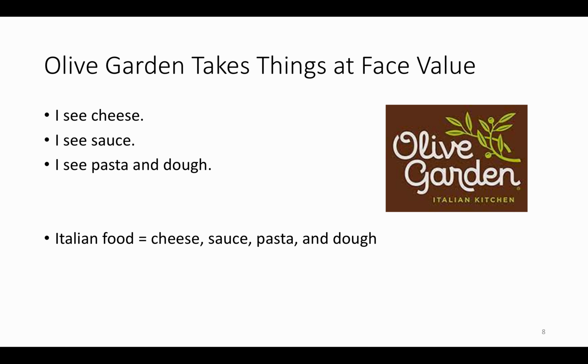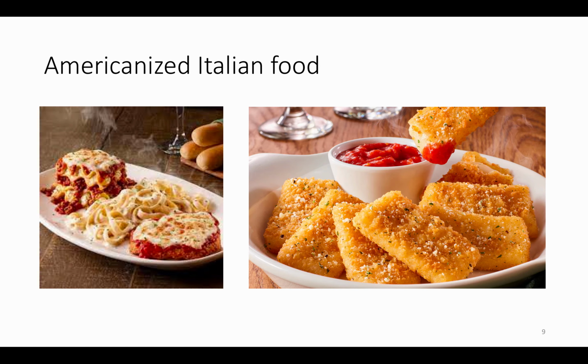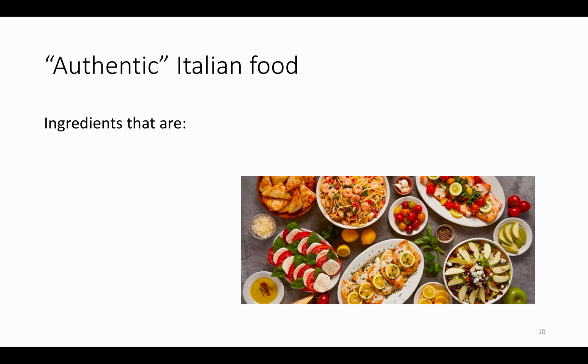Cheese, sauce, pasta, and dough, because that's what I see right at face value. That's what's in front of my eyes. I'm not going to think much about it. It's what I see. I'm going to put it all together and sell people stuff like this. Okay. That's the American version of Italian food. Authentic, and I say authentic with quotations throughout because I know that's kind of a loaded word and can mean lots of things, but for the purposes of describing this episode and for going through the rest of today, I'm going to use it.